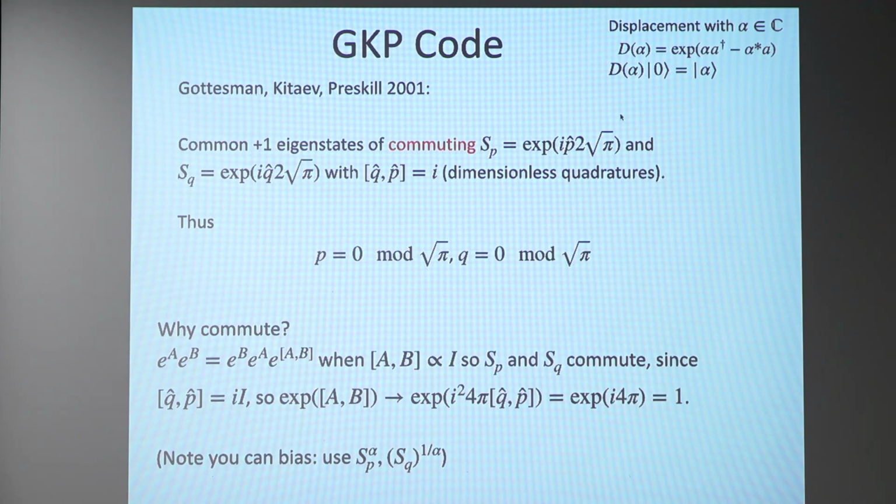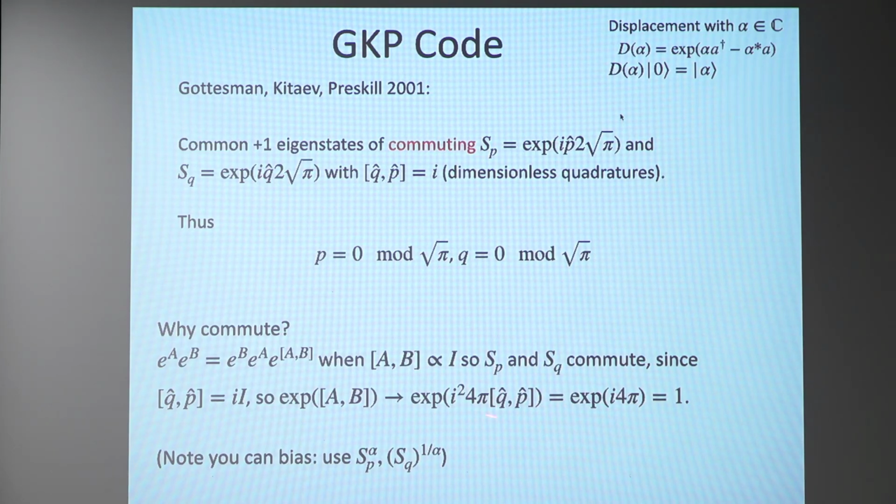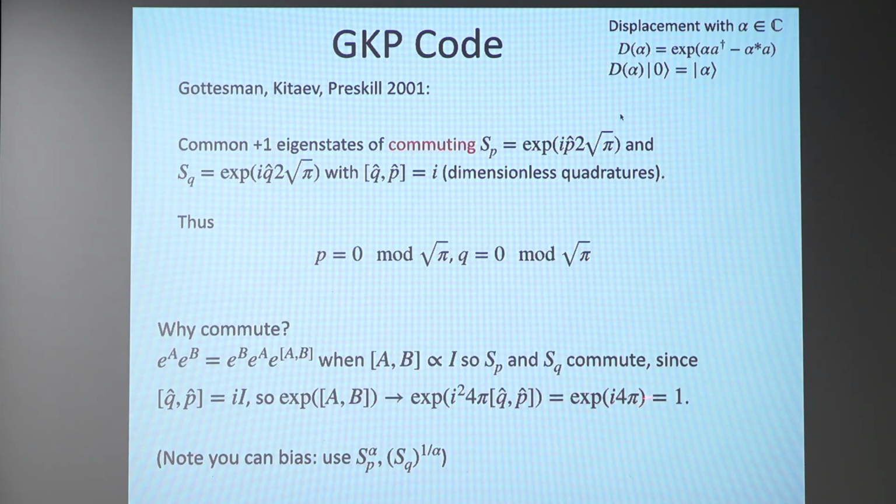That's the whole point. Okay, so let me take SP and SQ now. The commutator of Q and P is proportional to i. So if I put in A and B, which are these, I get an i squared, I get a 4 pi, the commutator of P and Q. Here's the -1. Okay, I get e to the i 4 pi. Good, it's 1. All right.